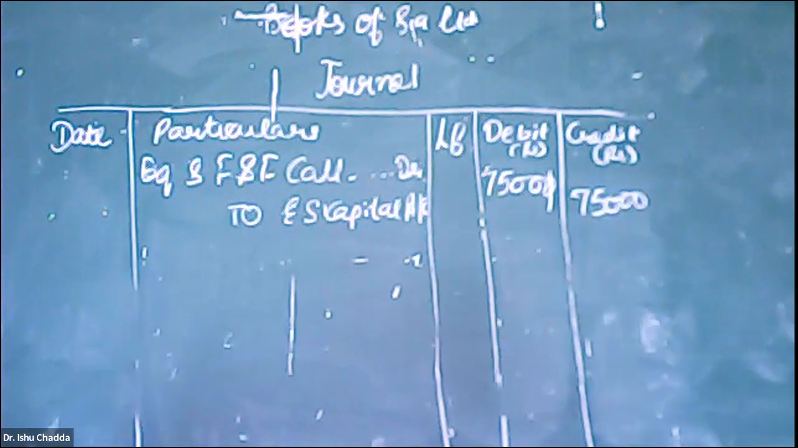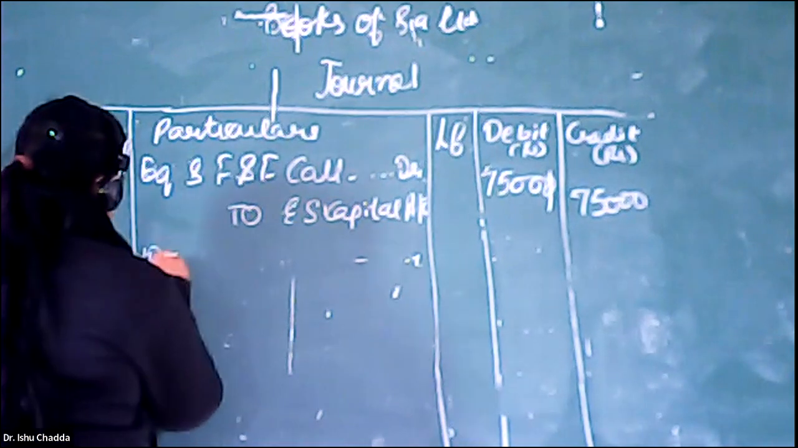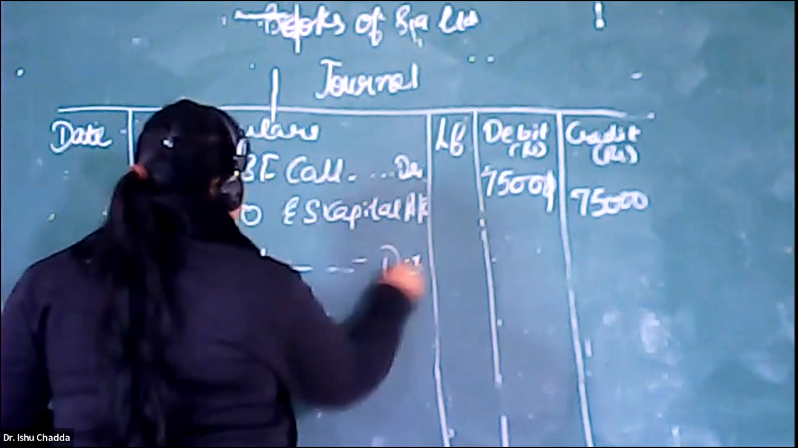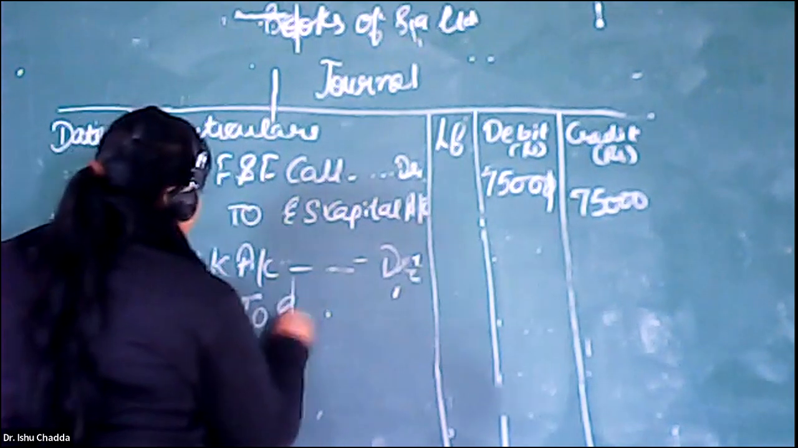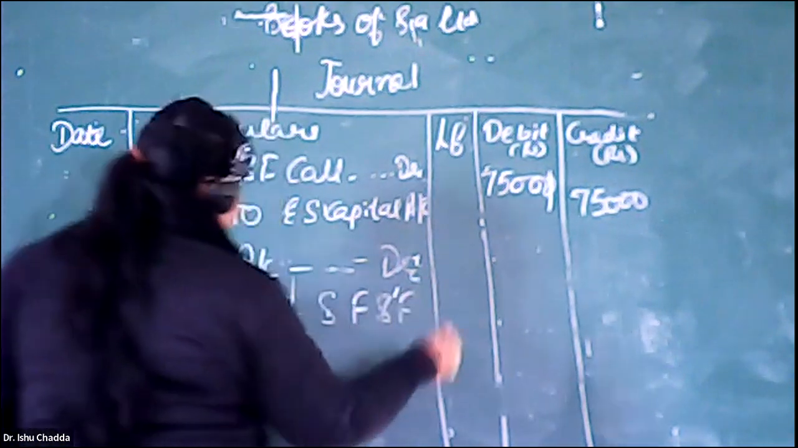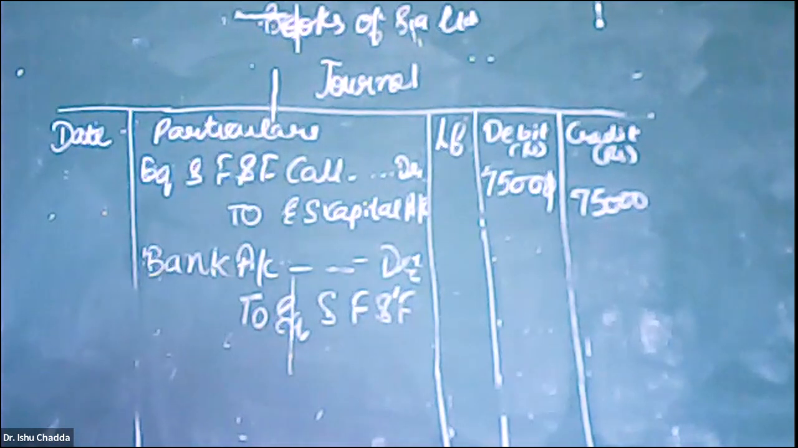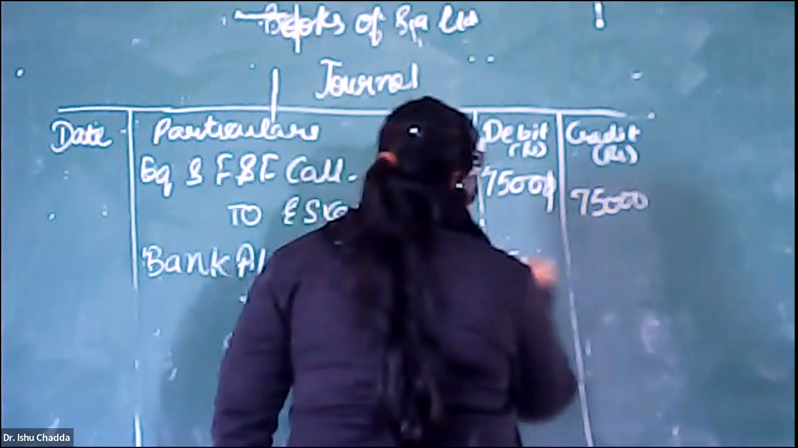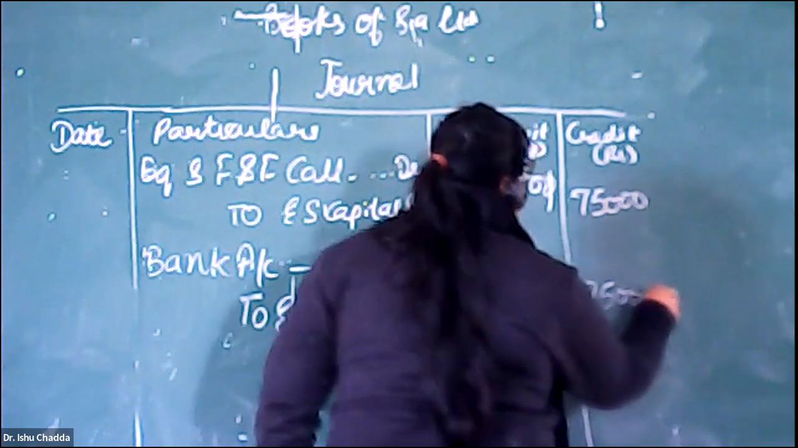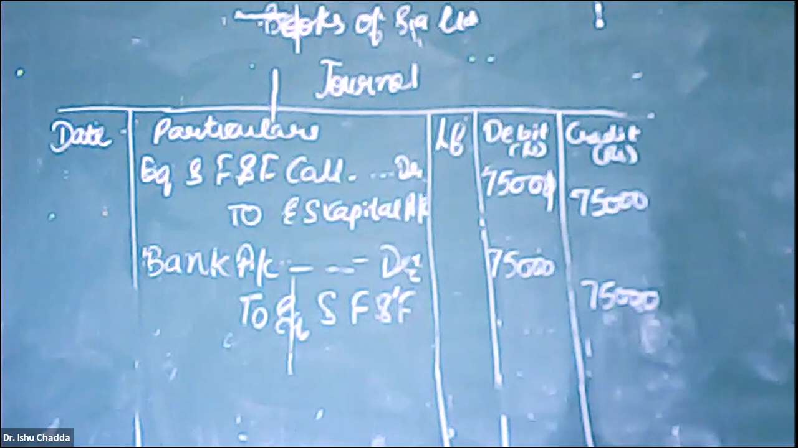After you make the final call, you receive the money, that is bank account debit to equity share first and final call, with the same amount, 75,000. Being the receipt of first and final call.